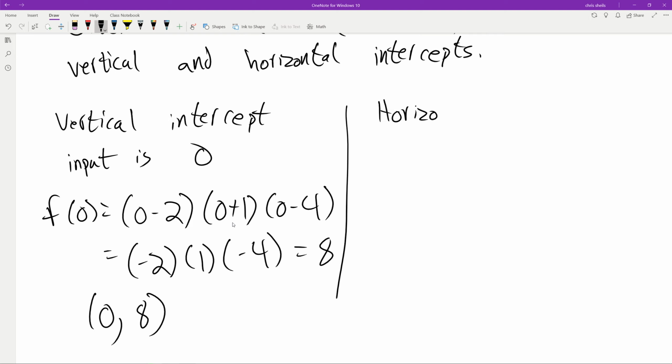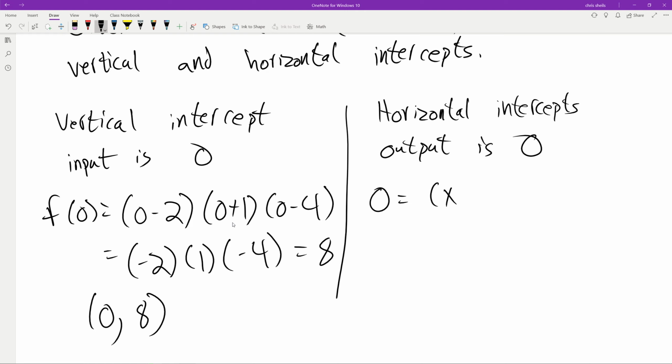For my horizontal intercepts, or my x-intercepts, this occurs when output is 0. So in other words, when 0 equals x minus 2 times x plus 1 times x minus 4.